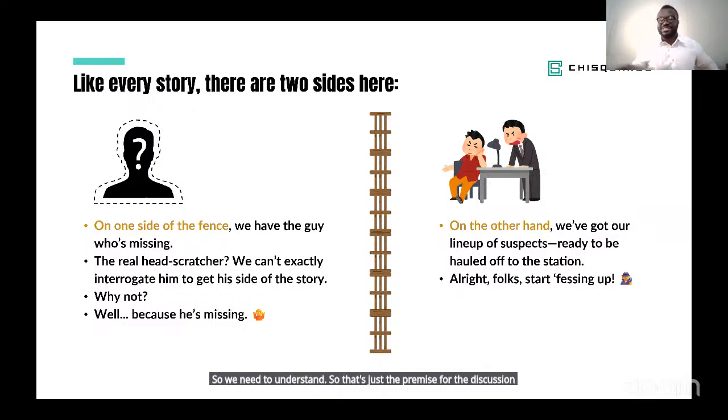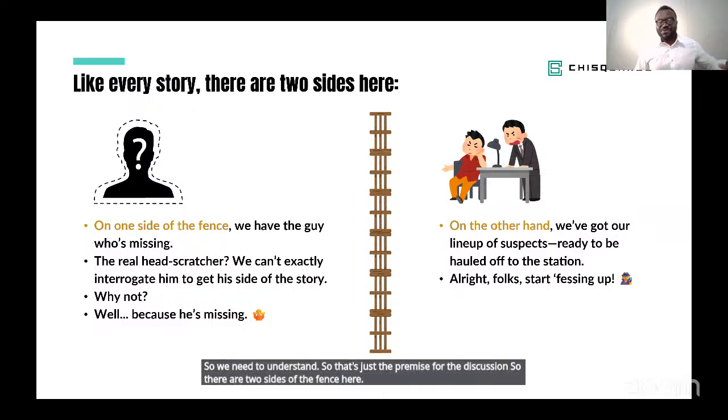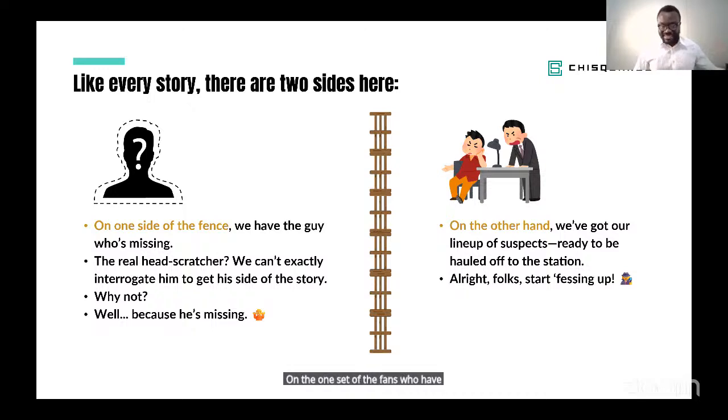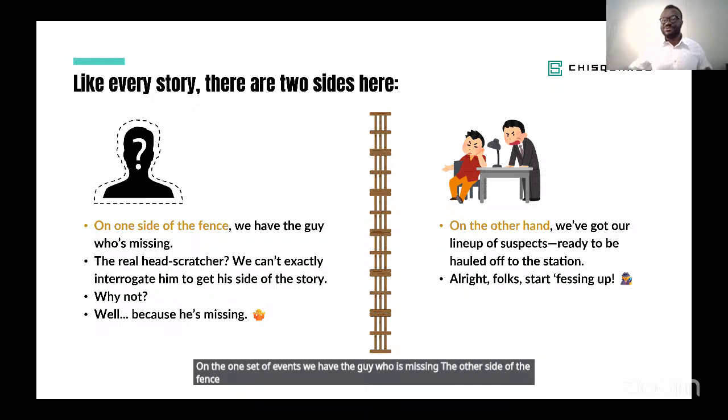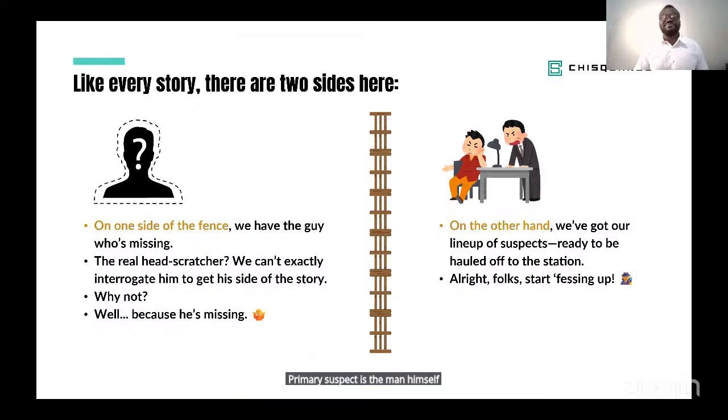So that sets the premise for the discussion. There are 2 sides of the fence here. On the one side of the fence, we have the guy who is missing, right? On the other side of the fence, we have the wife and the neighbors who are the secondary suspects. So the primary suspect is the man himself who is missing. The secondary suspects are the wife and the neighbors, right?